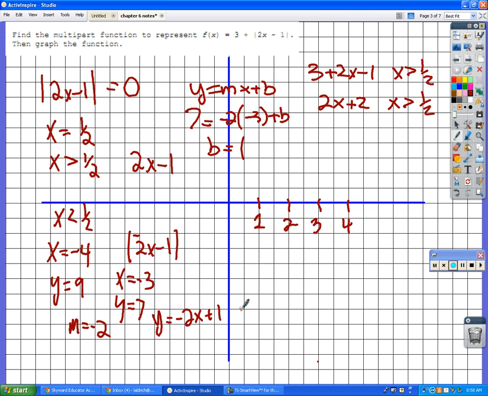So my function for that part is going to be, instead of 3 + 2x - 1, it's going to be 3 plus what? -2x + 1. Which we would also write, if I combine my like terms, as -2x + 4. And that's for where x is what? What values of x does that work for? Less than 1/2.